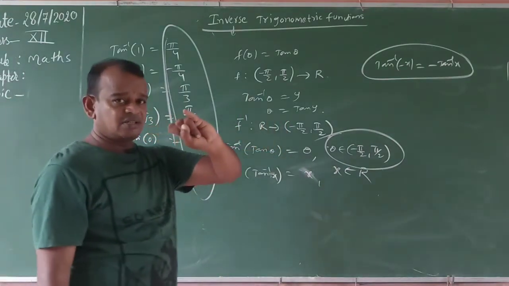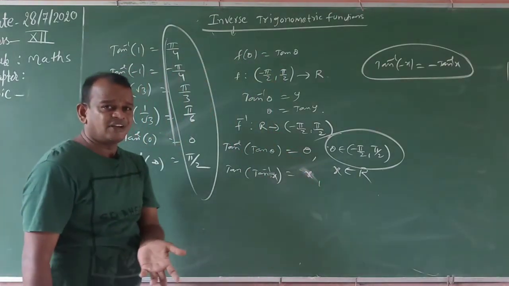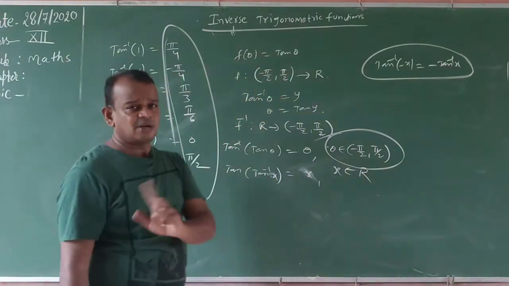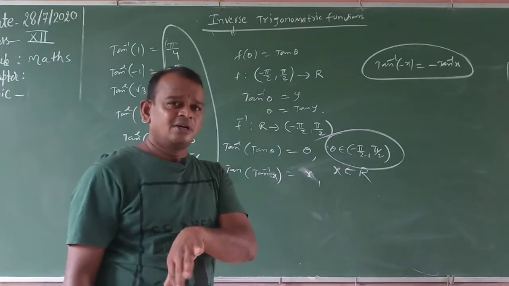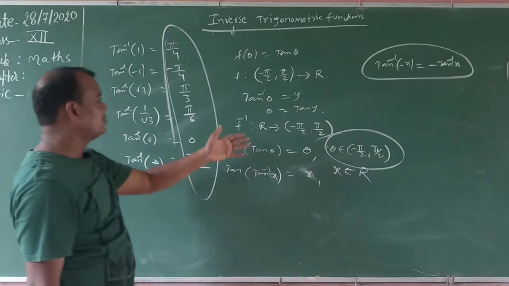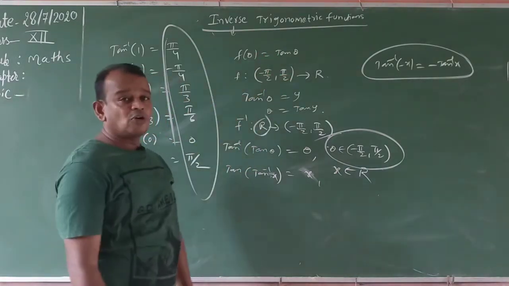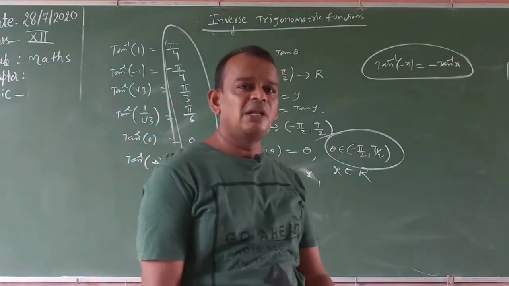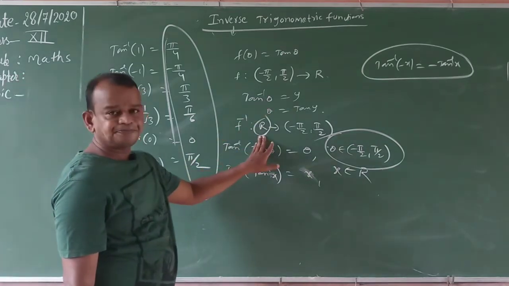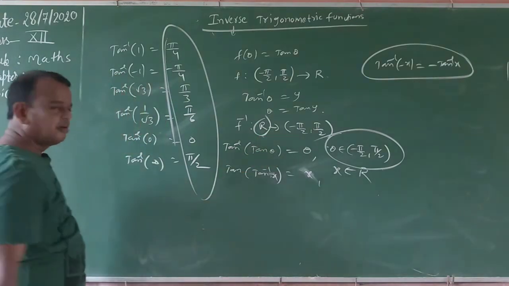Sine inverse has principal value minus 90 to plus 90, cos inverse has 0 to pi. The range of sine and cos is minus 1 to 1. Tan principal value is minus 90 to plus 90, and its range is R. From the examination point of view: write the domain of tan inverse of x. The domain of tan inverse of x is R. Understood? The simple way.